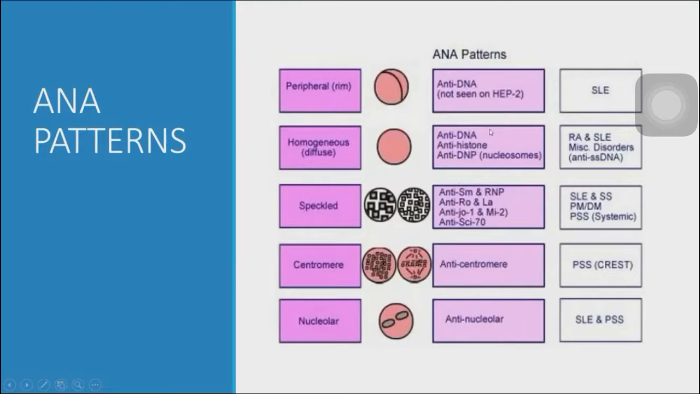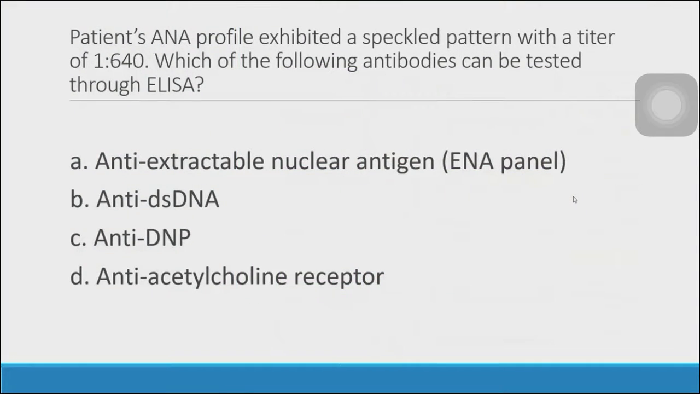For homogeneous pattern in RA, again, let's remember the most specific antibody for RA, which is our anti-CCP, anti-cyclic citrullinated peptide. Don't forget, that is the most specific antibody for RA. And for SLE, the most specific antibody is not anti-Sm and RNP. Take note, the most specific antibody for SLE is anti-dsDNA. Okay, so the answer here, of course, letter A, anti-extractable nuclear antigen panel.